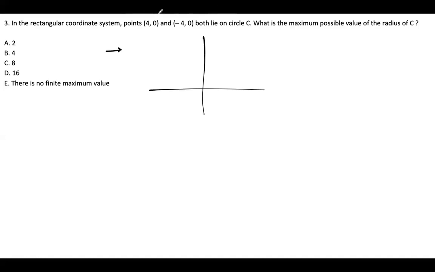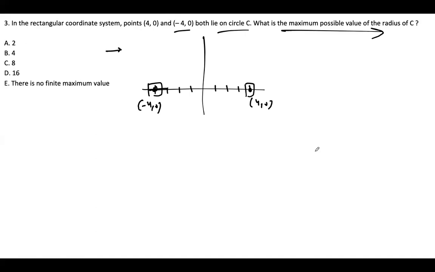In the rectangular coordinate system, the points 4, 0, which is on the x-axis, and -4, 0, also on the x-axis, both lie on circle C. So 2 points are given. What is the maximum possible value of the radius of C?